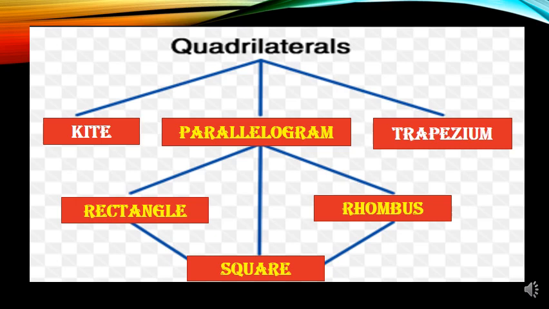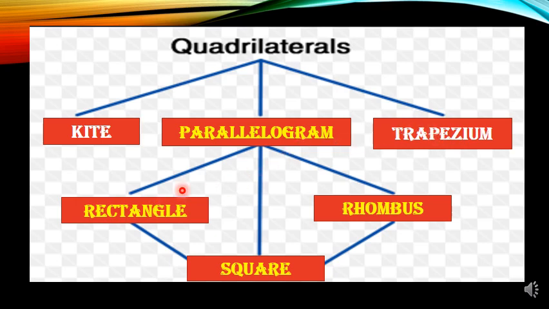Now coming to the types of quadrilaterals. Now it is clear to you all what is a quadrilateral, what is a convex quadrilateral, what is a concave quadrilateral, and the general properties of quadrilaterals. Now we shall study the classification of quadrilaterals. Quadrilaterals are basically classified into three types, that is kite, parallelogram and trapezium. So these are the main classifications of quadrilaterals.